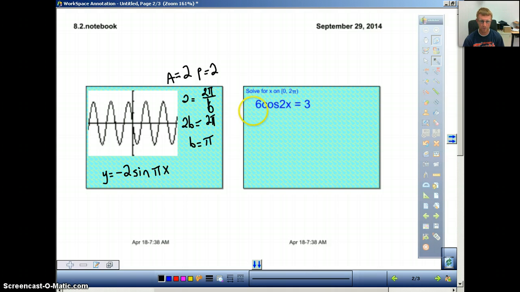We need to get rid of the 6 first. So we're going to divide by 6 on both sides. So we are going to be left with the cosine of 2x equals 1/2. Now, the thing is we can still treat this the same way we always did before. We can do this without a calculator, and you'll be expected to do this without a calculator.